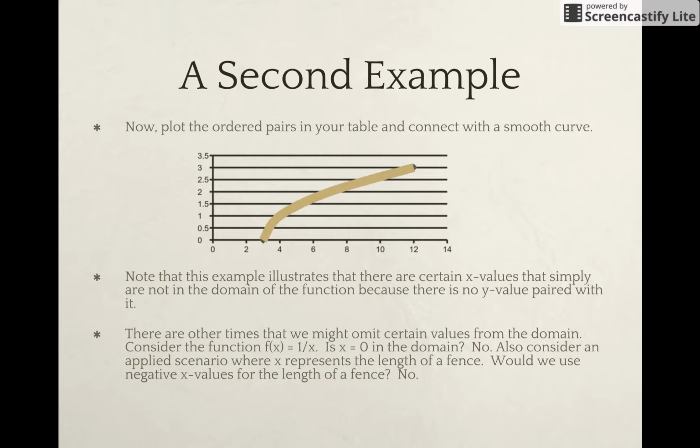Also, in applied scenarios, we usually do not use negative numbers for things like length, because we can't have a negative length. And so in those applied scenarios, we limit the domain for applied reasons.